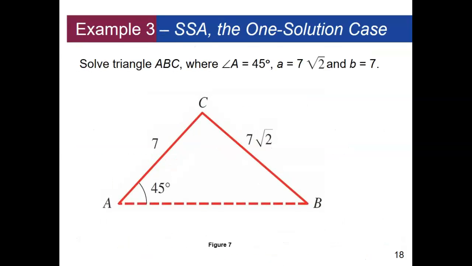Okay, so if we're given this triangle here, we've got side, let's see, this would be side A is 7 on the square root of 2, side B is 7, and angle A is 45 degrees. So what we have is we have side, side, angle. So we know that side, side, angle is the ambiguous case, so we need to be mindful that there might be a second triangle that needs to be formed.